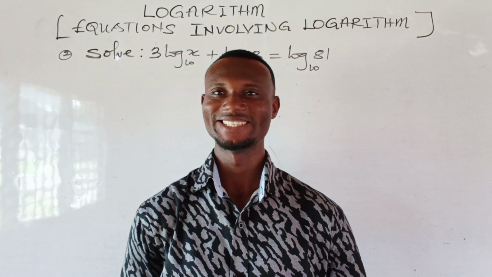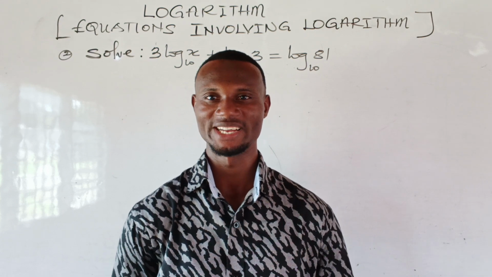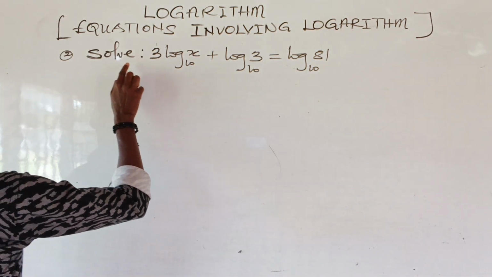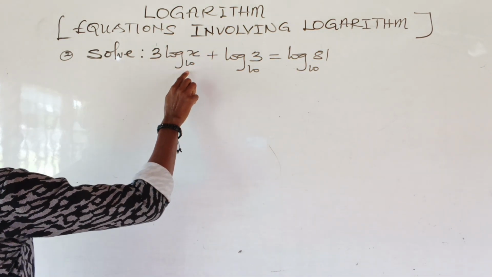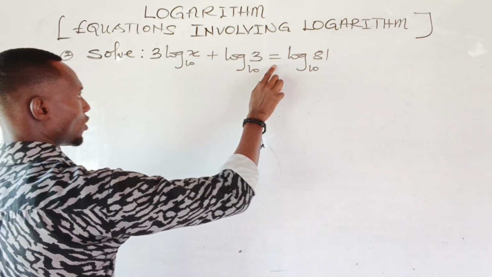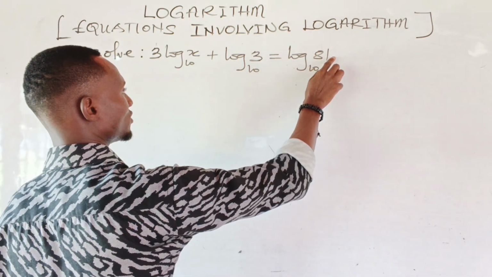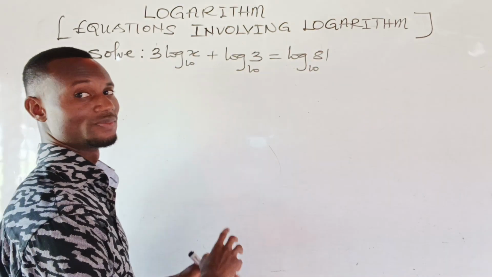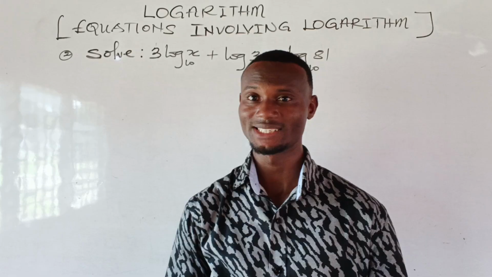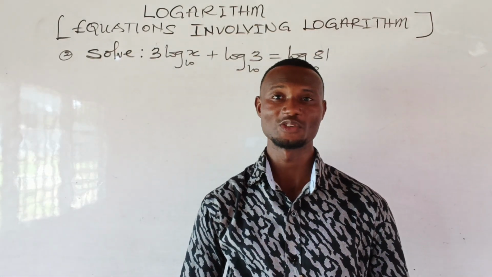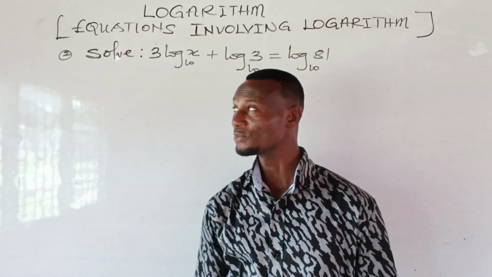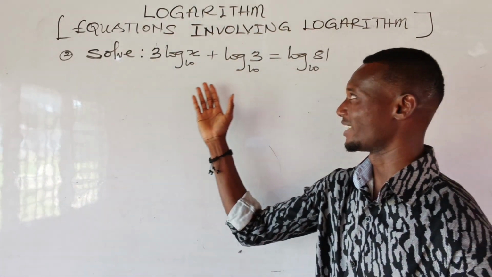Let's go ahead and take a look at the question that I have on the board and let's solve it together. So the question says, solve 3 log s to the base 10 plus log 3 to the base 10 equals log 81 to the base 10. That is an equation on the board and we are being asked to solve it, which simply means that you are supposed to find the value of s in the given equation, because the variable that you are dealing with is what?